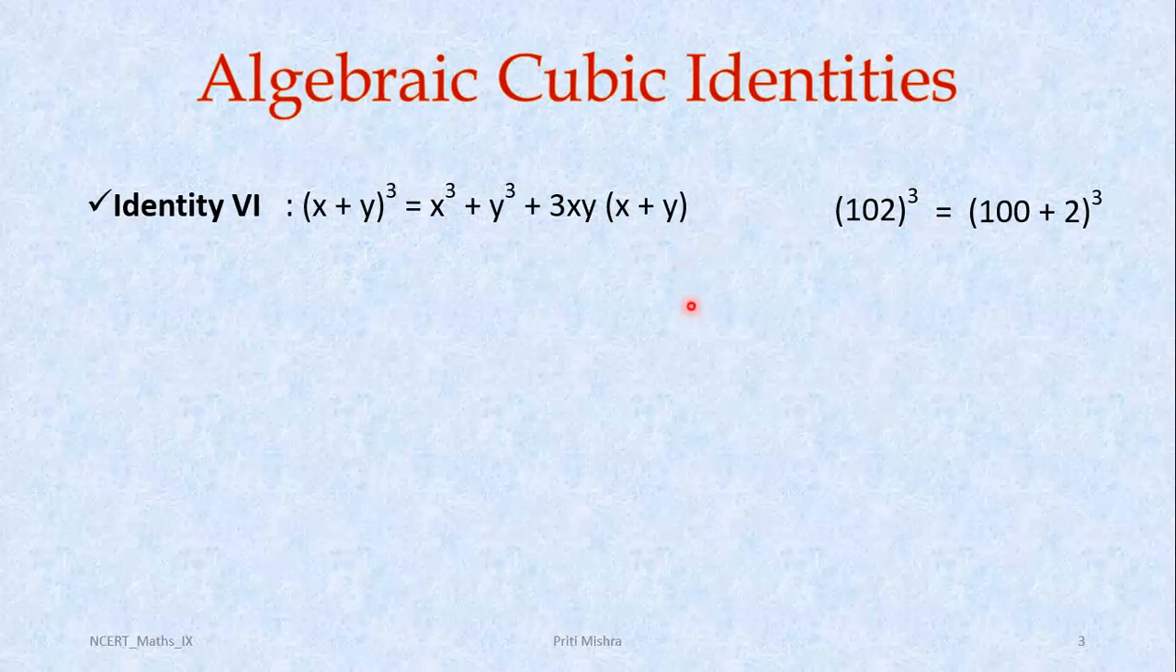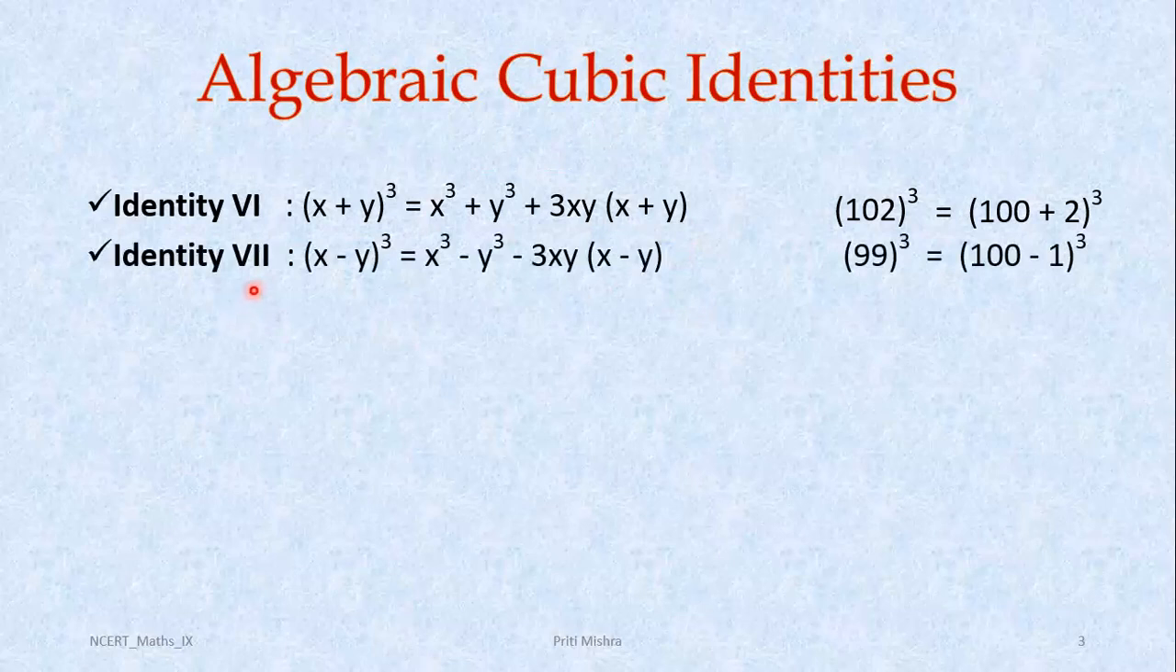Next, identity number 7: (x - y) whole cube is equal to x cube minus y cube minus 3xy into (x - y). This is very helpful if we have to find the cube of 99 or 999, meaning such numbers which we can write in terms of subtraction of two numbers. Okay, so 99 can be written as 100 minus 1. Now we can use this identity for solving (100 - 1) whole cube.